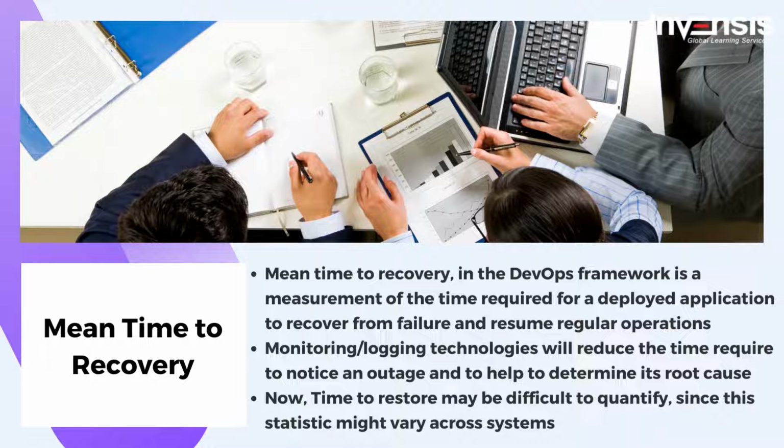Monitoring and logging technologies will reduce the time required to notice an outage and may also help to determine its root cause. One of the characteristics of DevOps is the cooperation between the development and operations teams, which enables quicker problem discovery and resolution. So, by deploying in small batches to limit risk and using effective monitoring tools to anticipate failure, elite teams achieve rapid MTTR metrics. Now, time to restore may be difficult to quantify, since this statistic might vary across systems.